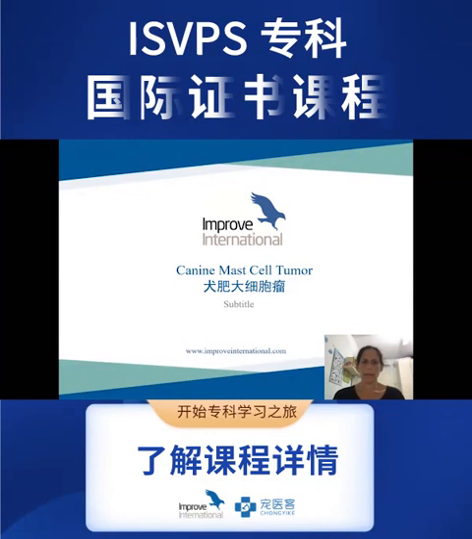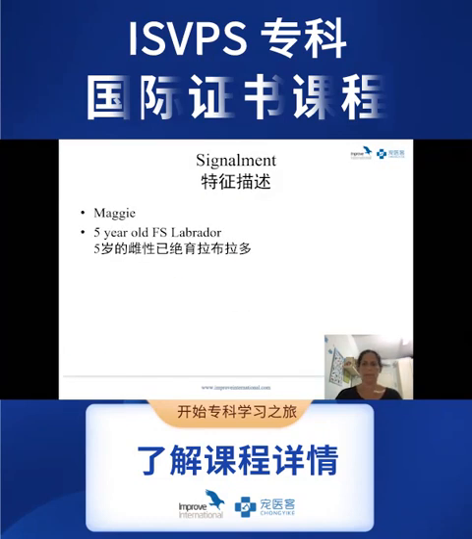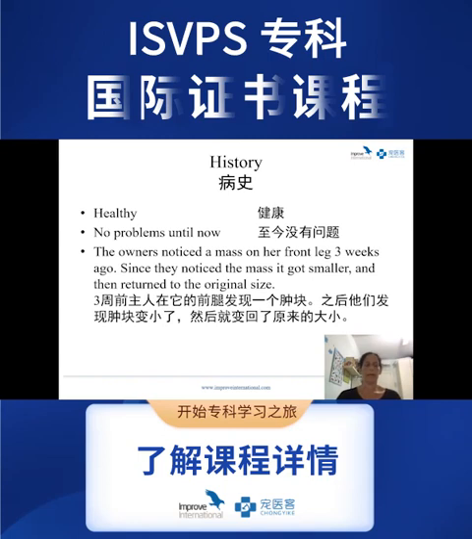Hi, welcome back. In this lecture we're going to be discussing canine mast cell tumors, which is a very common tumor in dogs. The case that we're going to discuss is a dog named Maggie, a 5-year-old female spayed Labrador. She was healthy with no problems until now. The owners noticed a mass on her front leg 3 weeks ago. Since they noticed it, the mass got smaller and then returned to the original size.